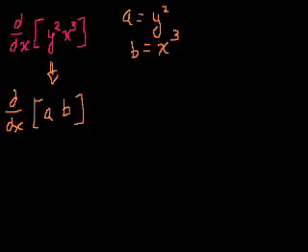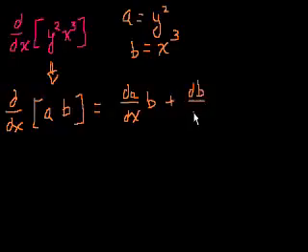And what does the chain rule tell us? Well, actually, we could just do the product rule here. So let's do the product rule. So we're taking the derivative with respect to x of a times b. This is just the product rule. So it's the derivative of a with respect to x, times b, plus the derivative of b with respect to x, times a. That's just the product rule. But what's the derivative of a with respect to x, and what's the derivative of b with respect to x?